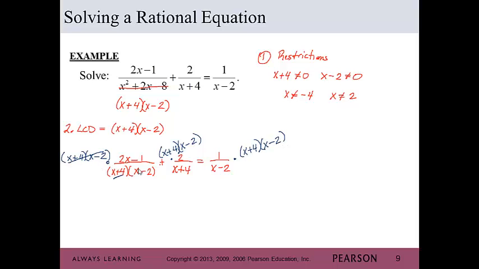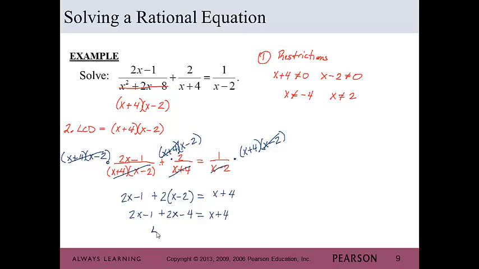This cancels out completely. That cancels out completely, and we have 2x minus 1 plus, well, I know that 2 is still there, so let me write it. The x plus 4 cancels out, and I have x minus 2. And I realize that 2 is going to multiply everything inside this x minus 2. And then equals, well, the x minus 2 cancels out, and we just have x plus 4. So this becomes 2x minus 1 plus 2x minus 4 equals x plus 4.